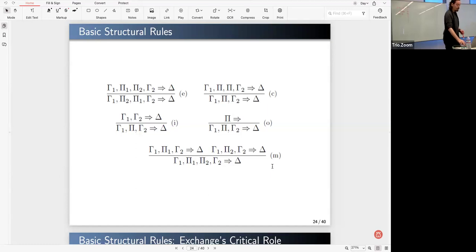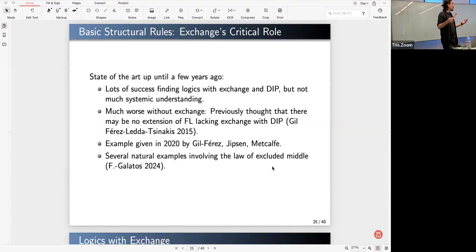Now, one point about interpolation in the basic substructural logics, ones defined by these basic structural rules, is that the exchange rule has an extremely critical role. A little bit of history about this. There's been lots of success in finding logics with exchange that have the deductive interpolation property. For example, all of Maksimova's successes are in this context because exchange is satisfied in intuitionistic logic.